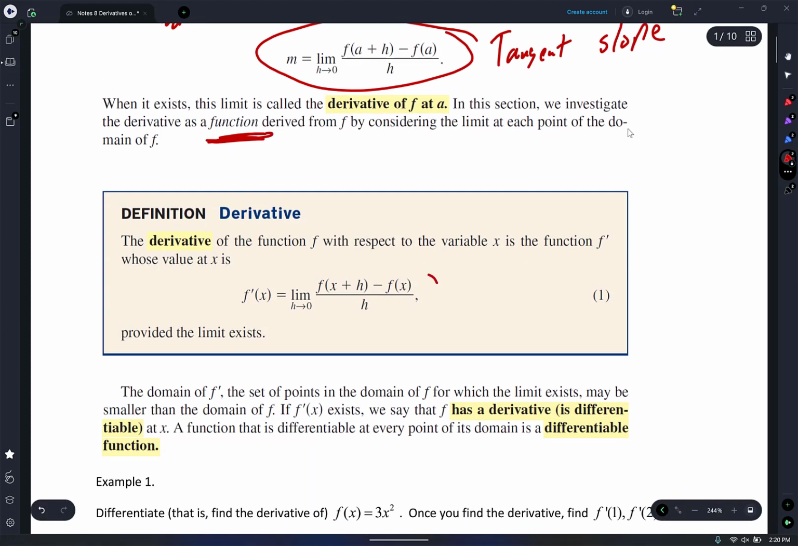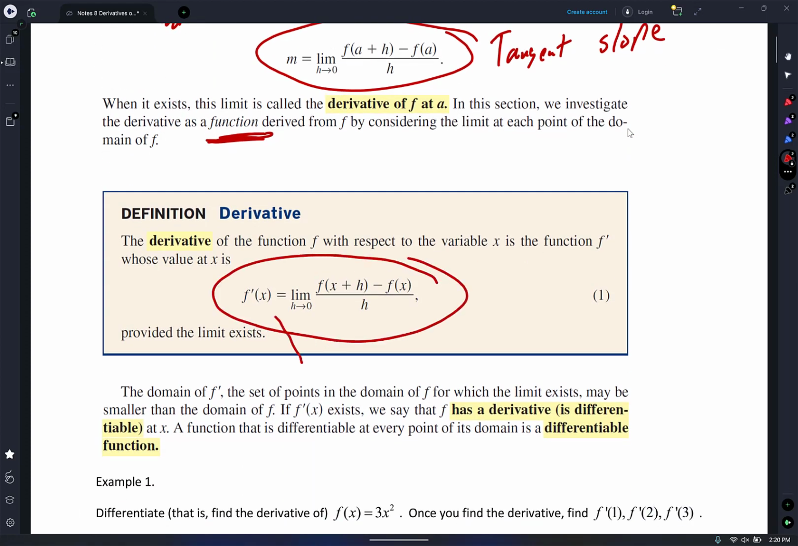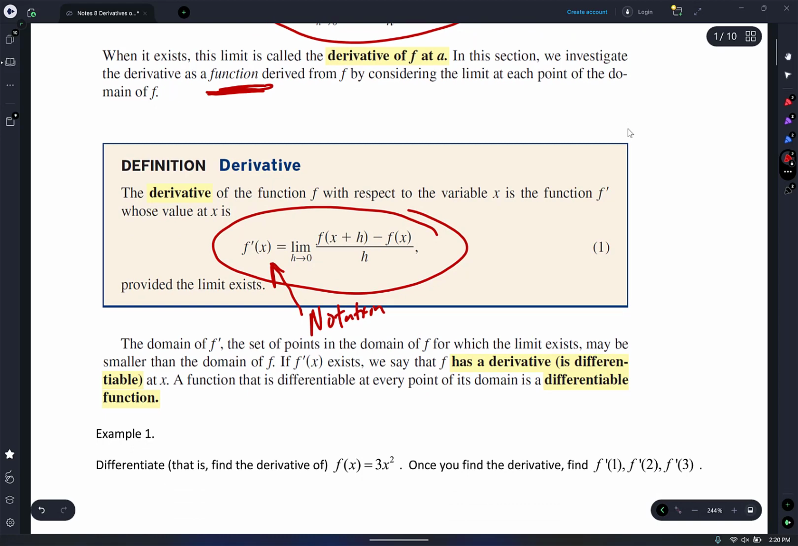So they tell me that this is my derivative, and here's my notation. So that's the notation for derivative. And then it says here, the domain of f prime, the set of points in the domain of f for which the limit exists, may be smaller than the domain of f. If f prime exists, we say that f is differentiable at x. A function that is differentiable at every point of its domain is a differentiable function. Okay. All that means is if you have a curve and you can get a tangent line, you're differentiable.